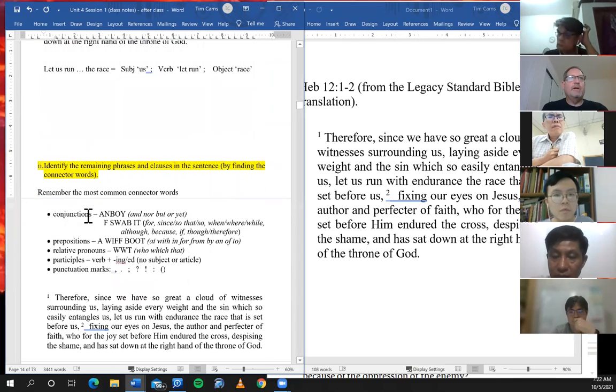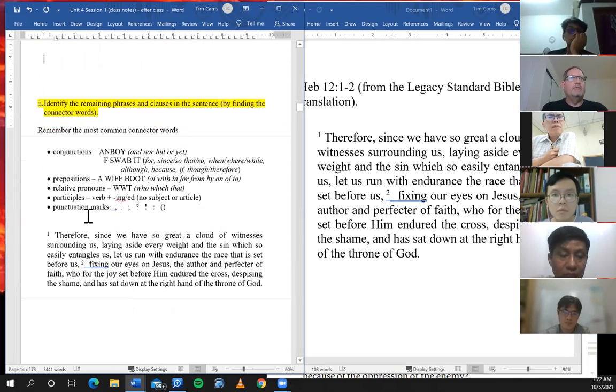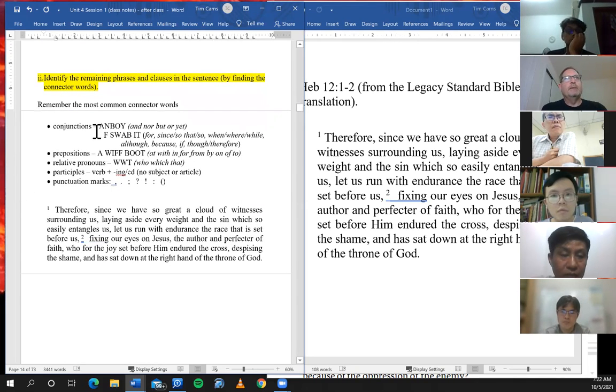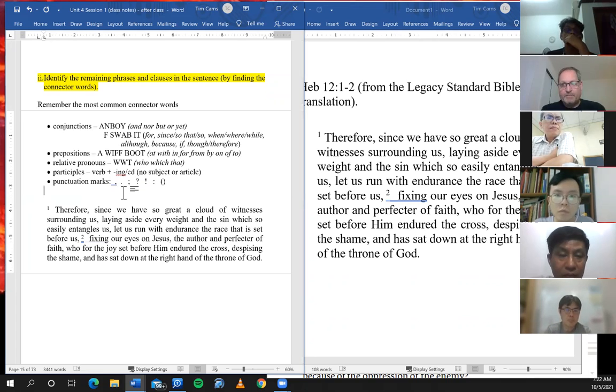So let's do that part as well, where I said, let's identify the remaining phrases and clauses in this passage by looking for the connector words. All right. So I'm going to ask Paul to start us off here. And Paul, if you can, we'll go through each verse, just help us identify the connector words here in this passage. So looking at verse 1, what connector words do you see?